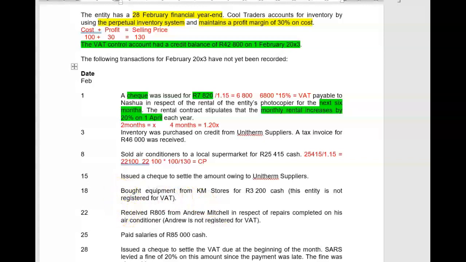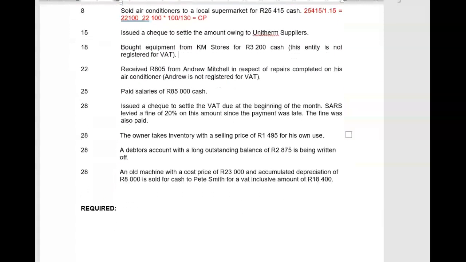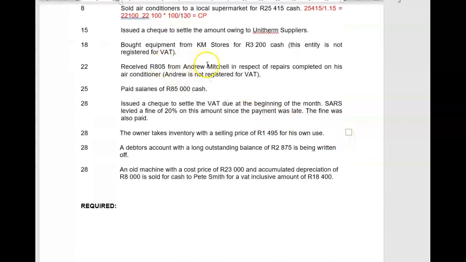On the 22nd, received 805 Rand from Andrew Mitchell in respect of repairs completed on his air conditioner. Andrew is not registered for VAT. Does that make a difference?